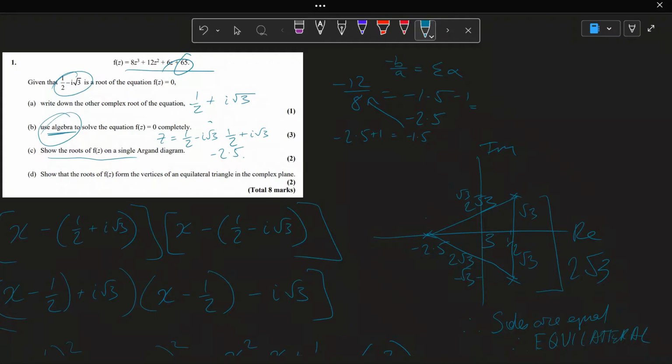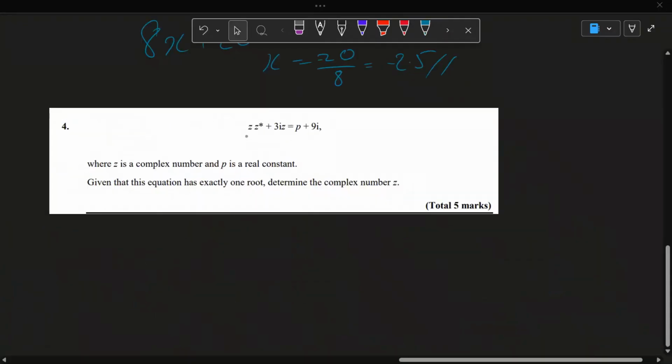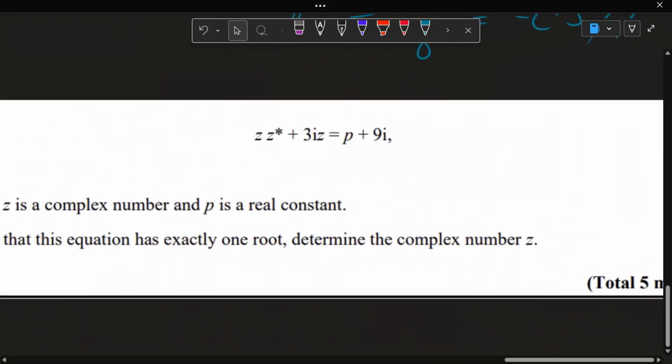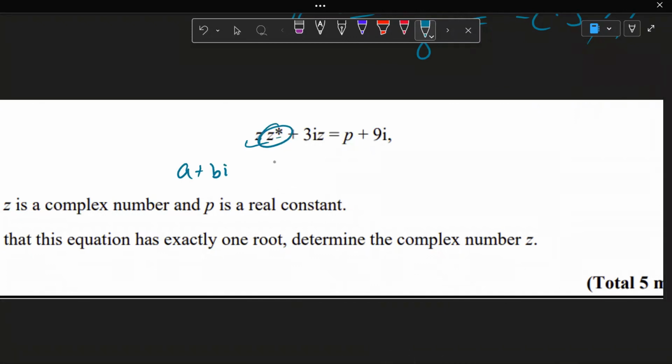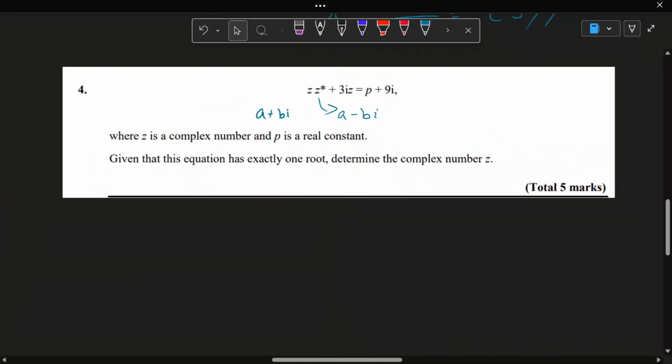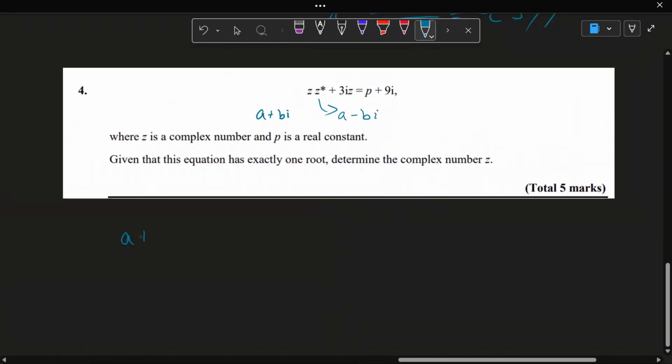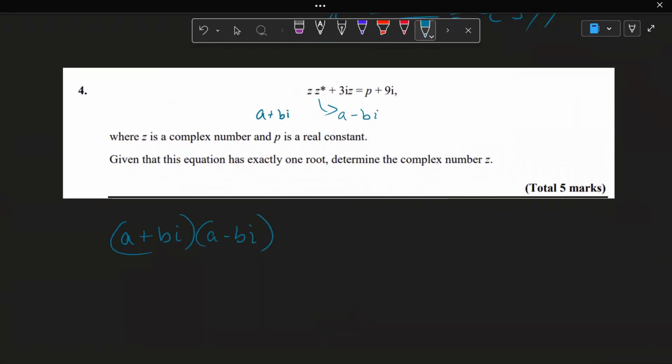Cool. Okay, before we get started with this question, let's just rewrite these variables. So you've got z, which is a plus bi, and z conjugate, this little star here means that it's the conjugate. This would be a minus bi. So now I've got that cleared up, we can rewrite this equation as (a plus bi)(a minus bi). So that's our z times z conjugate, plus 3i(a plus bi) equals p plus 9i.